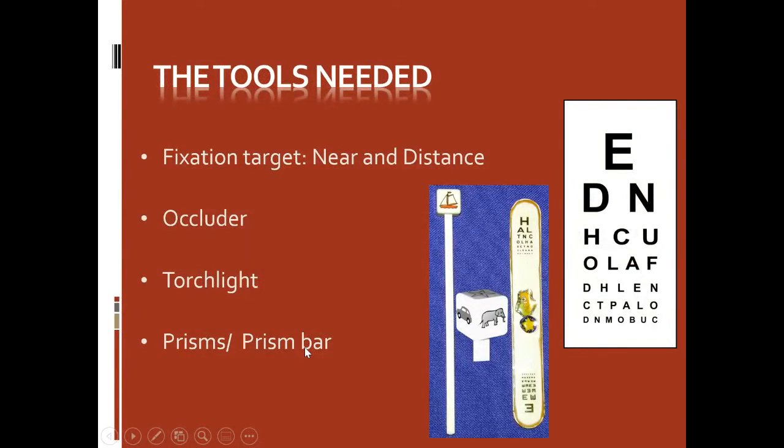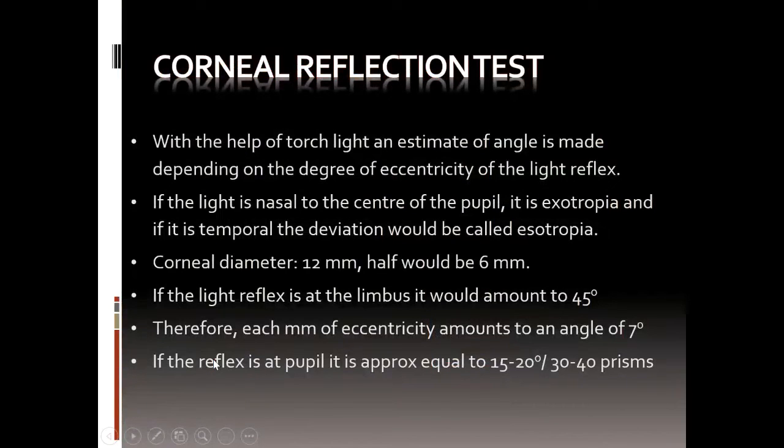What do you need for cover test? You need a fixation target. Remember what I said, if you don't control accommodation and convergence, it is very difficult for you to know what is the type of strabismus and how much is the strabismus. So if you don't use an accommodative target, there is no way you would be able to measure absolutely accurate amount of strabismus. So you always need a distant accommodative target, a near accommodative target, an occluder, torchlight only for Hirschberg corneal reflex test. It has got no role in measuring the amount of deviation, and prisms, whether loose prisms or prism bar, there is nothing wrong in that.